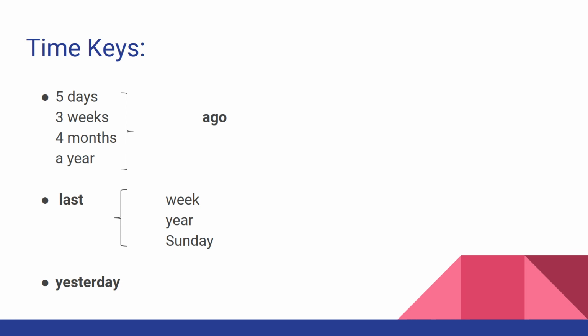The time keys for simple past tense are ago, last, and yesterday. We can use ago as 5 days ago, 3 weeks ago, 4 months ago, or a year ago. And we use last as an example last week, last year, last Sunday.